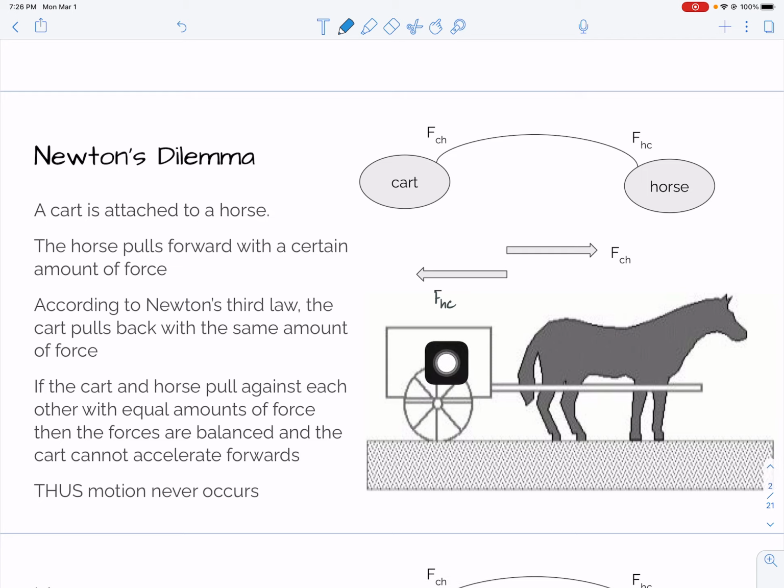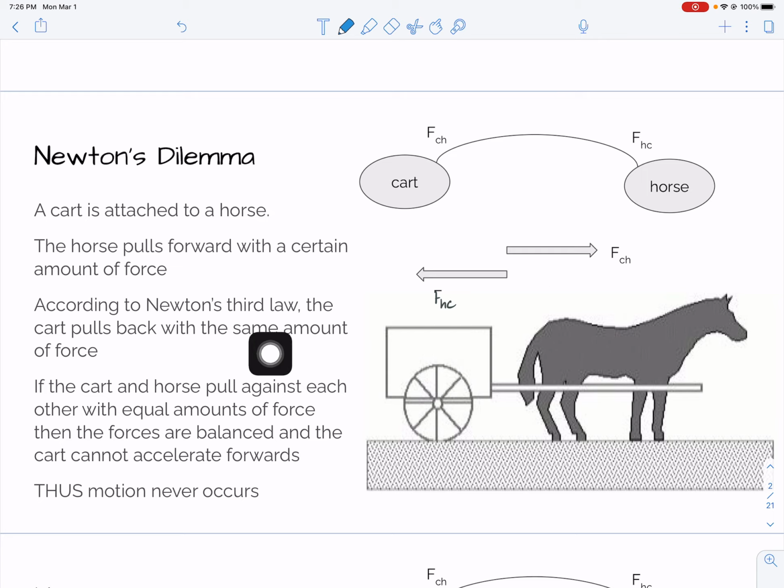And so I've done a schema. This is not a complete schema, but we've got the cart and the horse interacting, and there's a force on the cart by the horse and the force on the horse by the cart. Because this is the same interaction, we have a Newton's third law pair. And so the force on the cart by the horse is equal to, but opposite direction as, the force on the horse by the cart. Okay, so this is my Newton's third law pair.